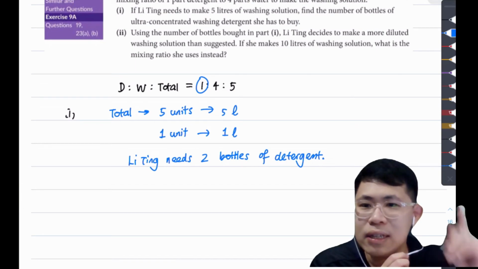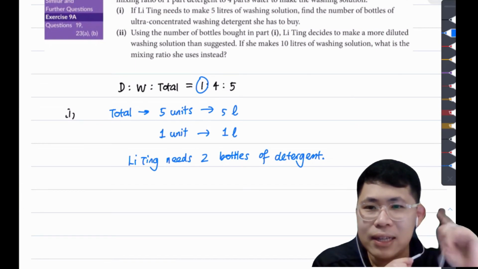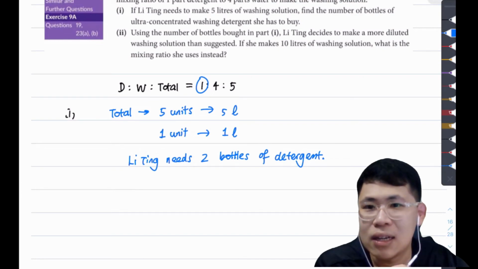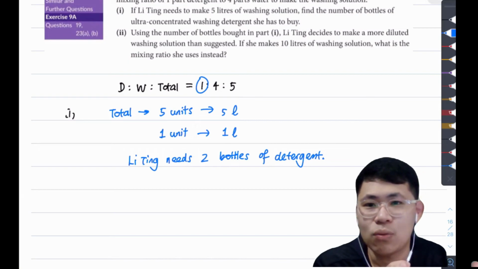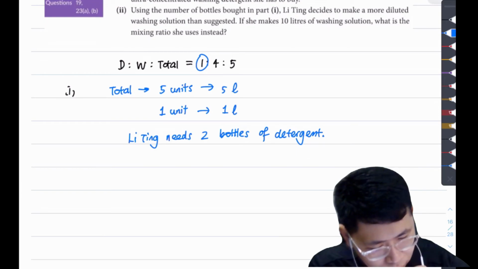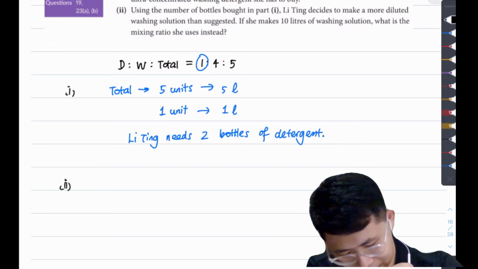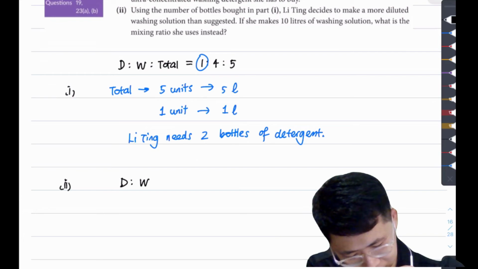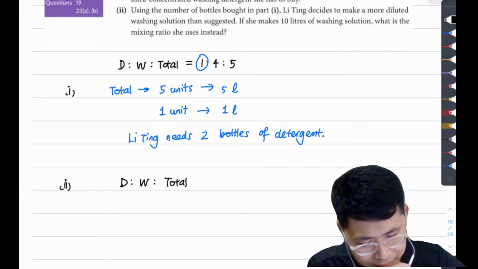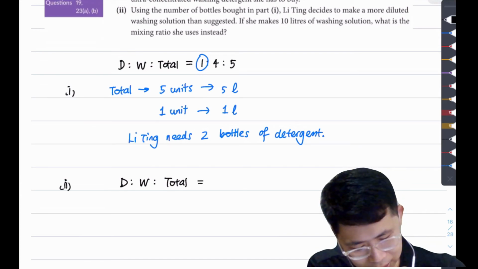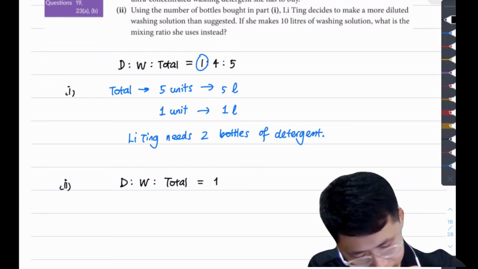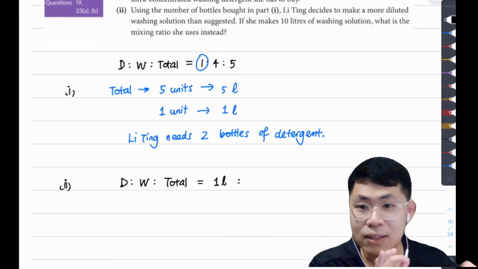Second part is that using the number of bottles bought in part 1, Li Ting decides to make a more diluted washing solution than suggested. If she makes 10 liters of washing solution, what is the mixing ratio that she uses instead? So let's take a look over here. We have detergent, we have water, we have the total again. For the detergent, I have 1 liter.